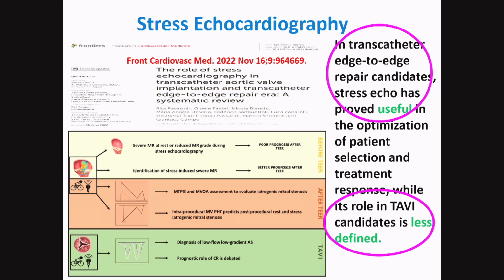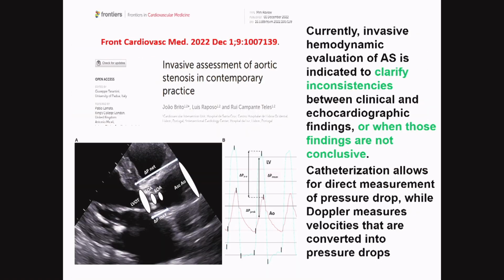Now, what about stress echocardiography? Do we need stress echocardiography when we are selecting patients for TAVR? The answer is probably not, because I think the role of stress echocardiography in TAVI is less defined, while in selecting patients for transcatheter edge-to-edge repair or mitral valve clip, yes, stress echocardiography has been proved to be useful.